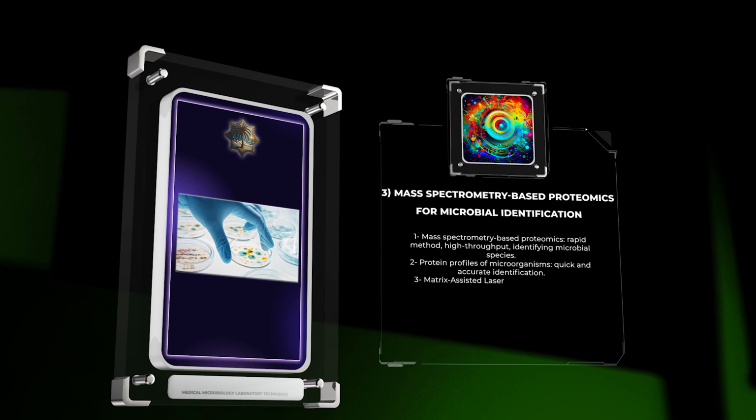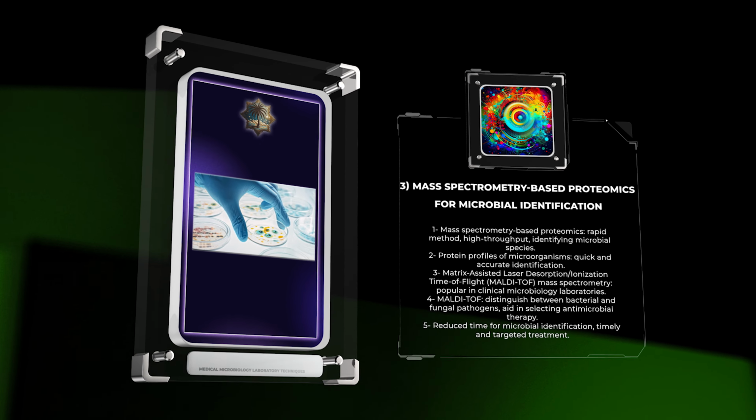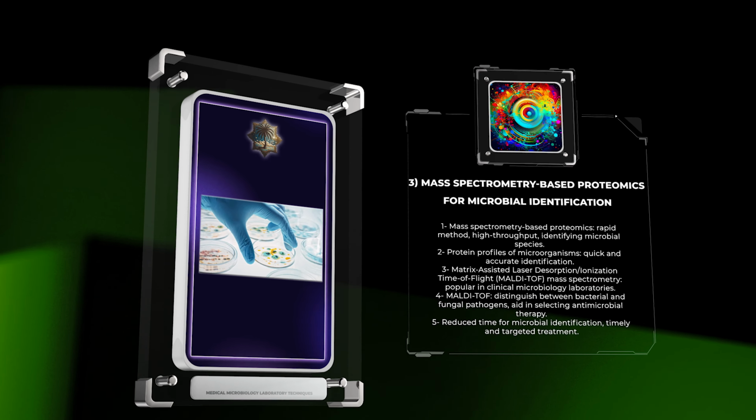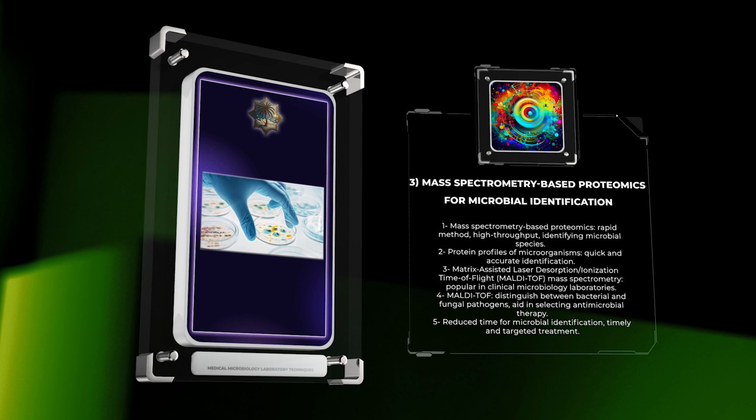Mass spectrometry-based proteomics has emerged as a rapid and high-throughput method for identifying microbial species. By analyzing the protein profiles of microorganisms, this technique allows for quick and accurate identification, often within seconds.